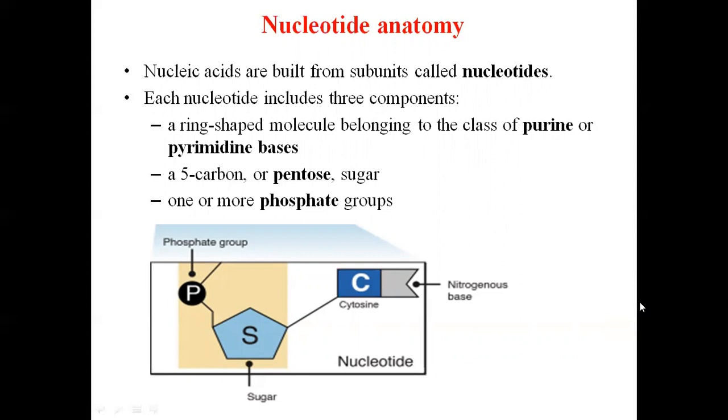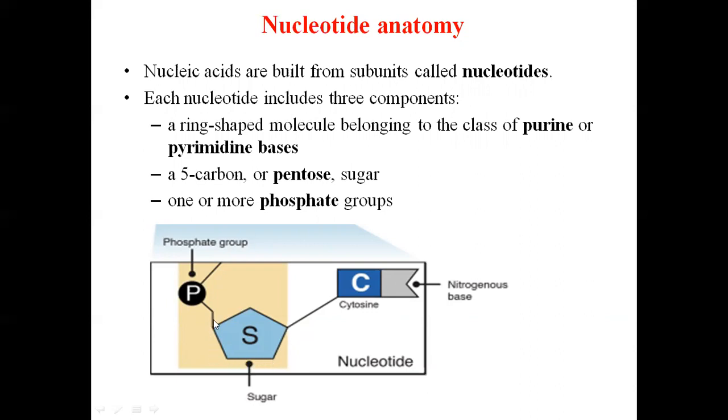And the second one is a 5-carbon sugar, which is a pentose. Here the sugar is ribose in the case of RNA. The sugar is deoxyribose in the case of DNA. And the other component of a nucleotide is a phosphate group. This nucleotide may have one or more phosphate groups. See here, I can see the basic structure of a nucleotide. This is a pentose sugar in the form of a furanose ring structure.